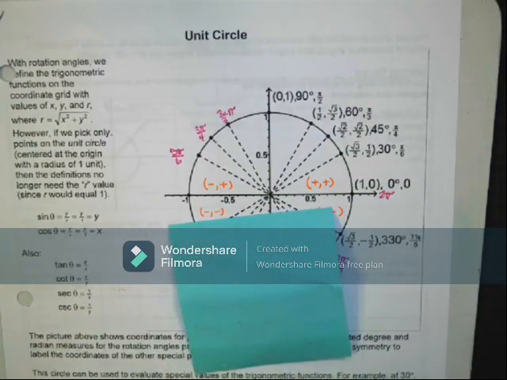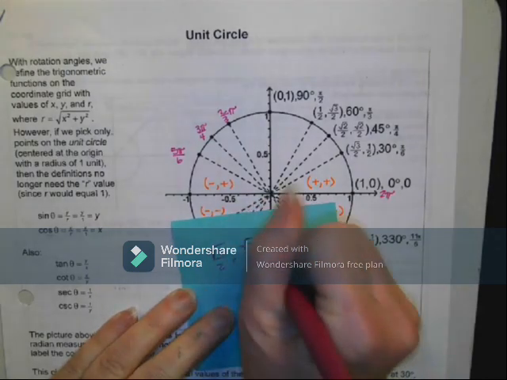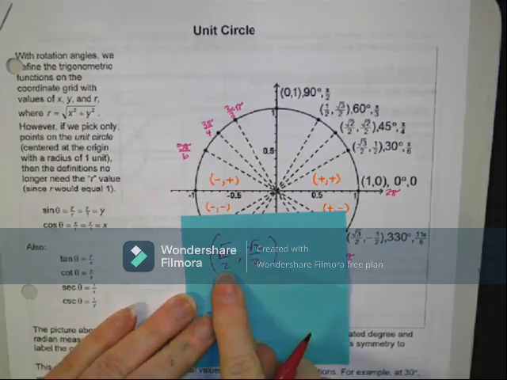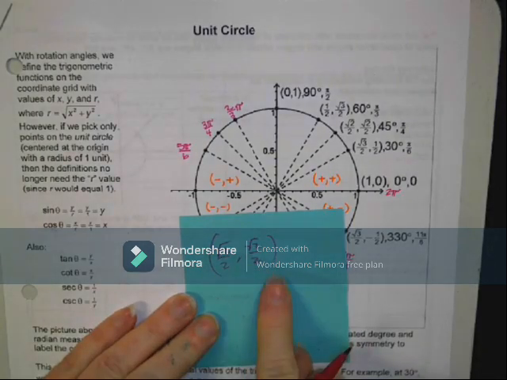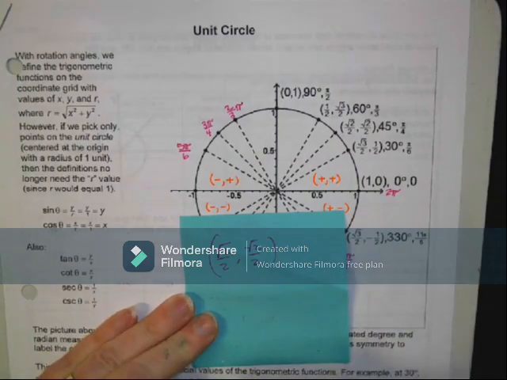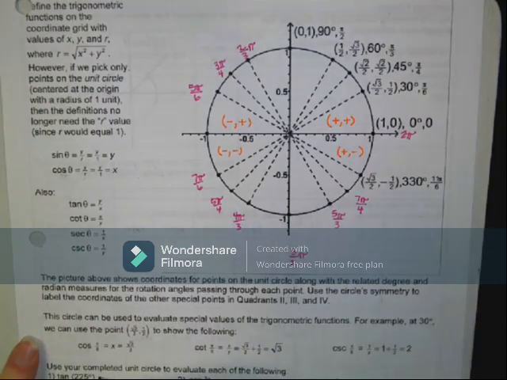So if I have this ordered pair, it's going to be square root of 2 over 2 and square root of 2 over 2. But tangent is y over x. Well, that's square root of 2 over 2 over square root of 2 over 2. Those two numbers are the same. What happens when you put a number over itself? It's 1. So this is tangent equals 1.